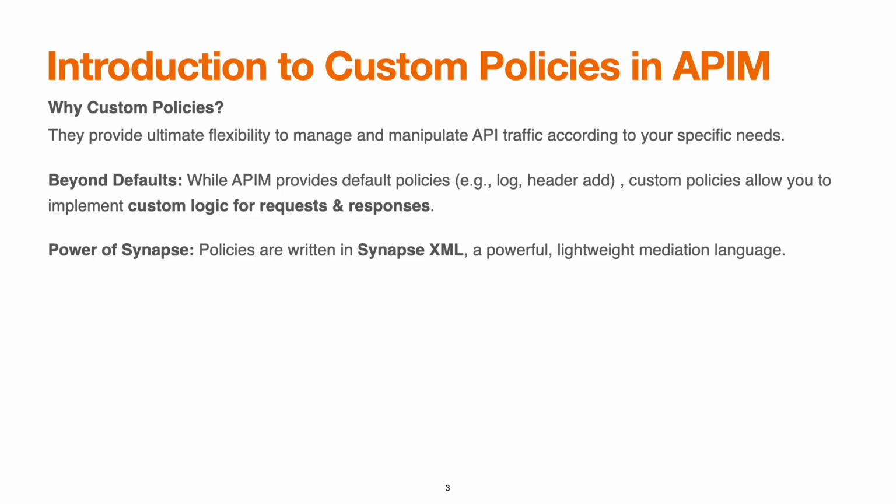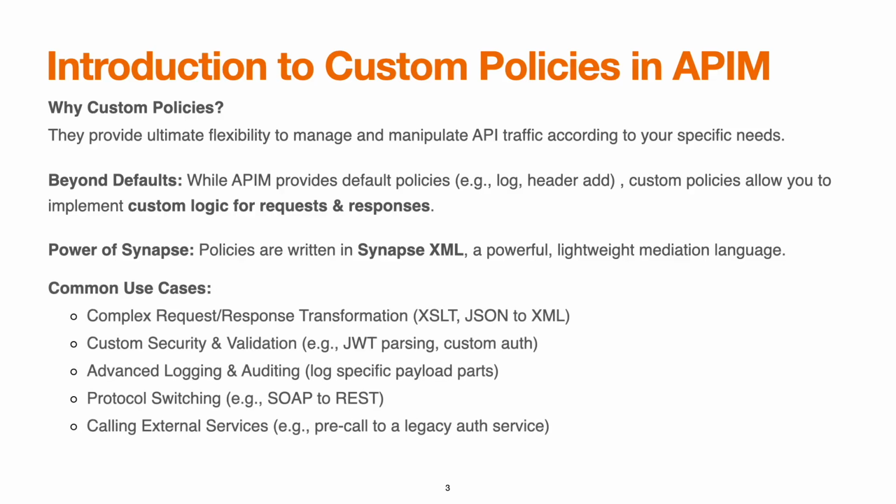Let's make it concrete. What can you actually do with this? First, complex request or response transformation. Go beyond simple header changes, that is, use XSLT or custom scripts to transform your JSON to XML and vice versa. Second, custom security and validation. Implement bespoke authentication logic, parse custom JWT claims, or validate complex security tokens that go out of the box.